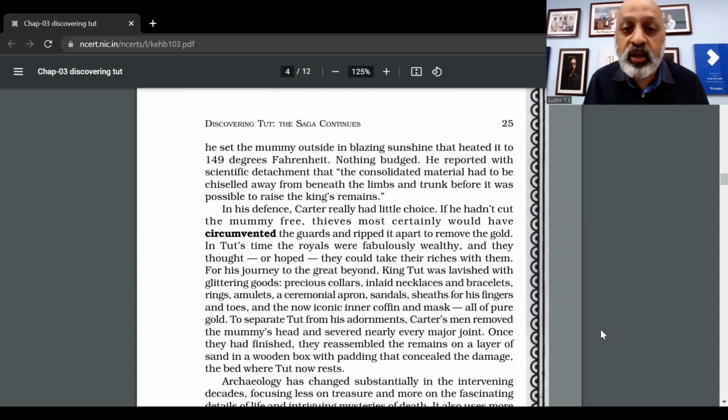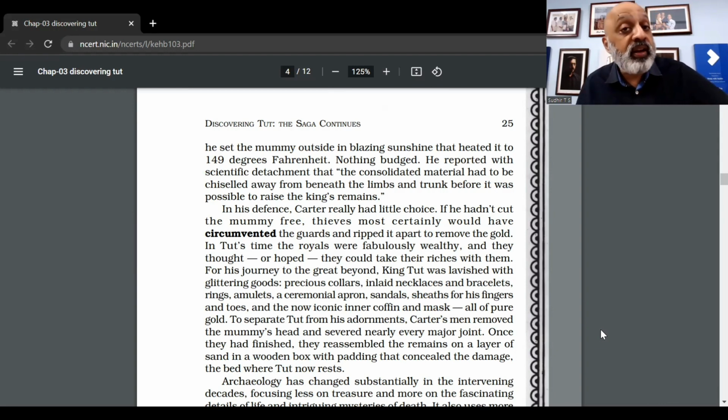Nothing, kuch nahi hua. He reported with scientific detachment. Detachment means, like a scientist. He's saying that the consolidated material had to be chiseled away from beneath the limbs and trunk before it was possible to raise the king's remains. So he's a scientist. Usko farak nahi padta, ye mummy hai, ye raja ka mummy hai, raja ka sharir hai, usko koi farak nahi padta. Like a scientist without any emotion. Detachment means emotionless. He said that this has to be removed in bits and pieces.